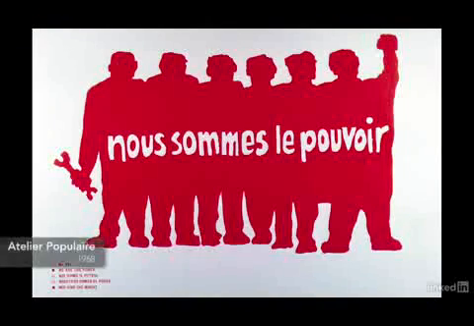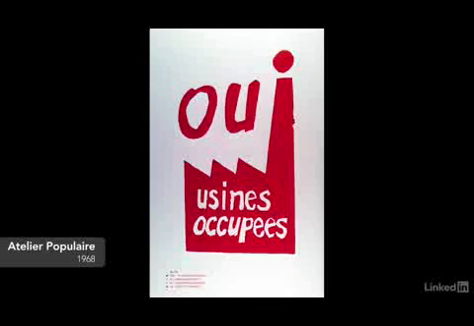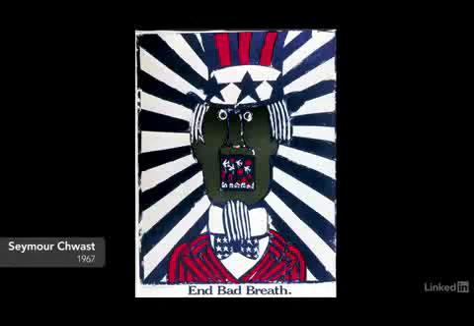In France, a series of strike posters by Atelier Populaire are roughly drawn silkscreen silhouettes. The handmade typography adds to the urgency, and the red color connects to socialism. Seymour Chwast's anti-war poster uses the recognizable symbol of Uncle Sam from the James Montgomery Flagg World War I poster and recasts him as a villain.